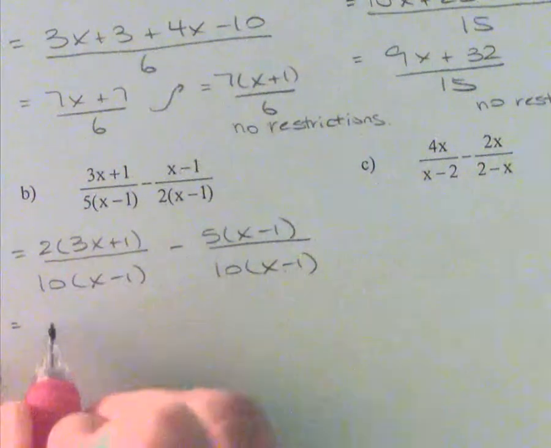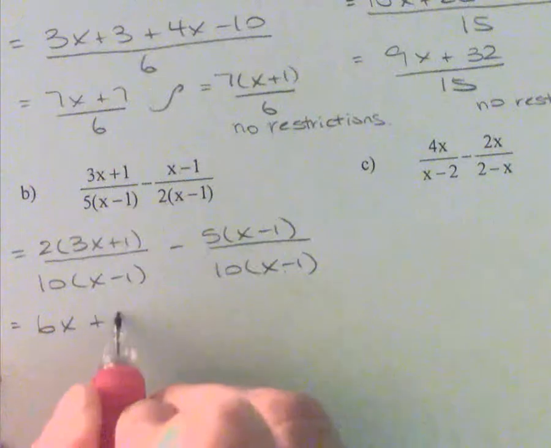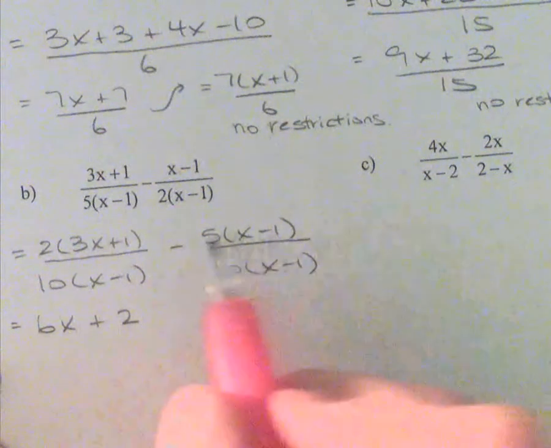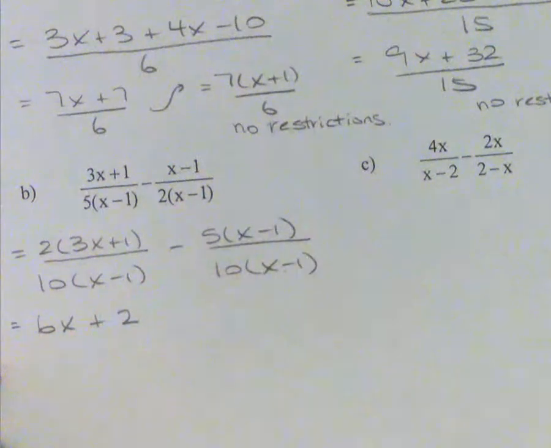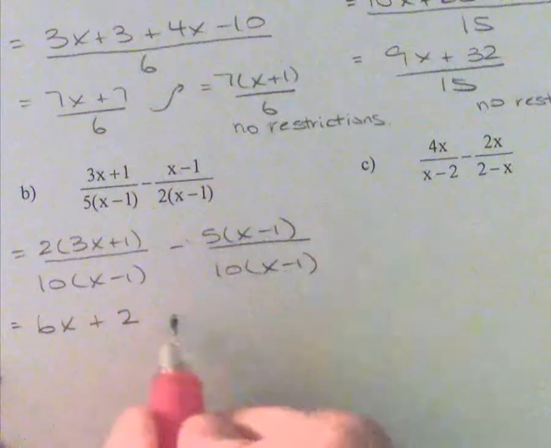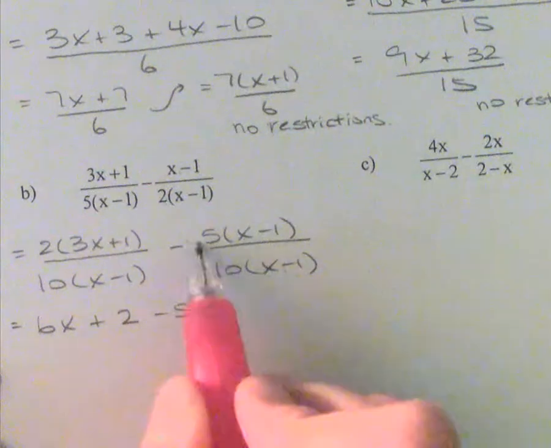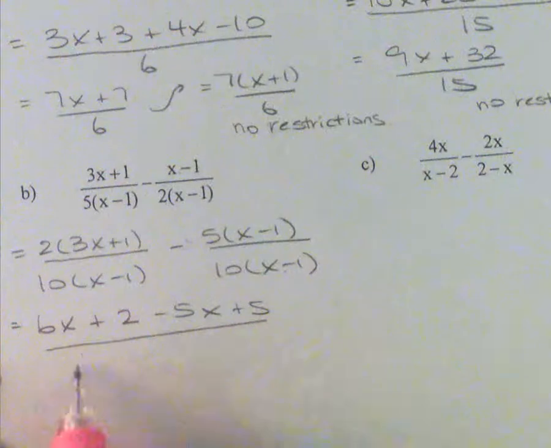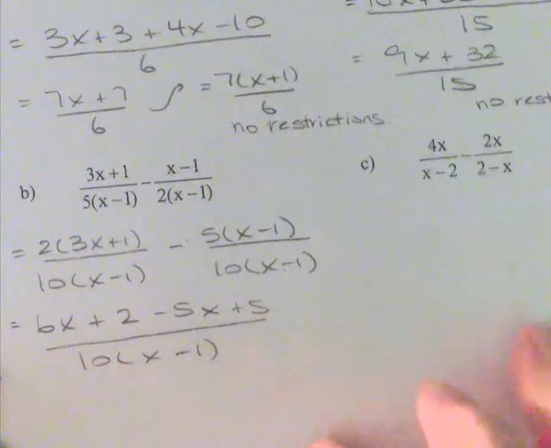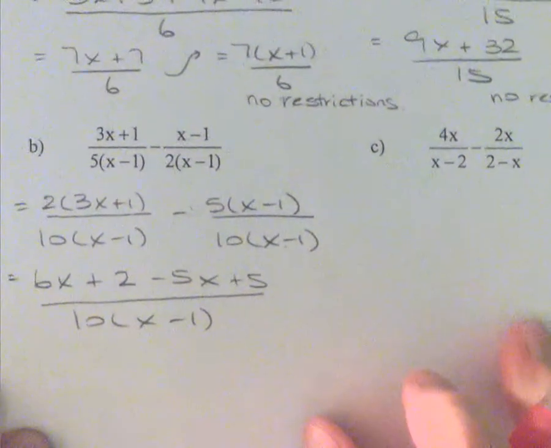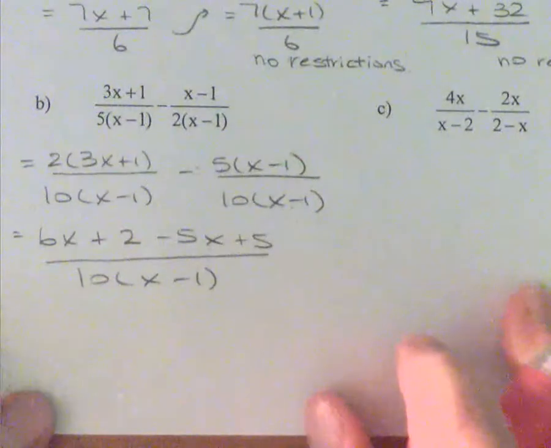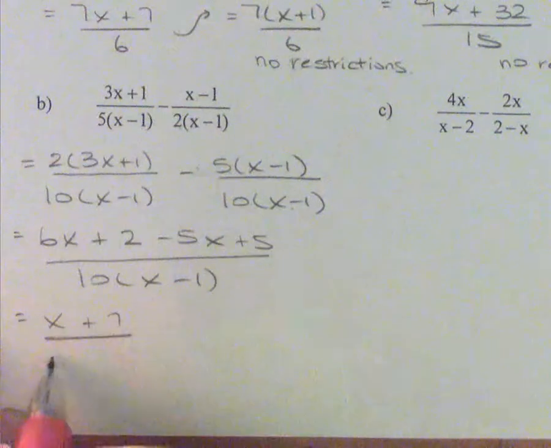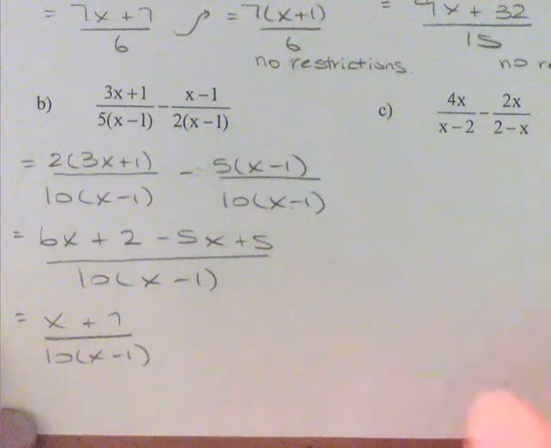So now we multiply out the top. And then I'm going to subtract everything that comes. So this would be minus 5 times this, which is minus 5x, and minus 5 times this, which is plus 5, over my common denominator of 10 times x minus 1. And now I can simplify the top. Over the denominator.